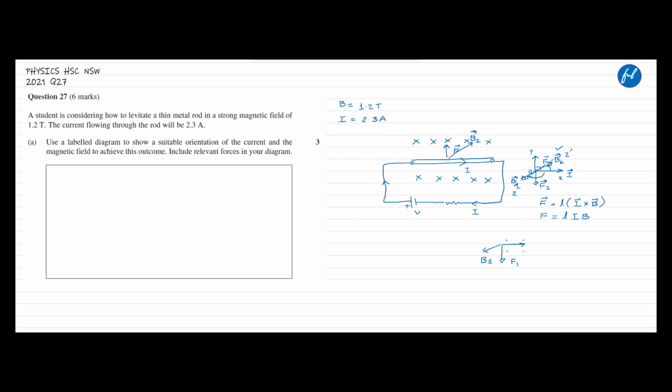Yeah. What if I change the direction of both? If I keep the direction as B1, for example, so this is B1 coming out of the page, and maybe the direction of the current is from right to left, then again we will see that the direction of force will be in the upward direction. How do you get that? So you keep a screwdriver at position O and rotate through the smaller angle from I to B1. The direction of the movement of the screw will be moving upwards, F.